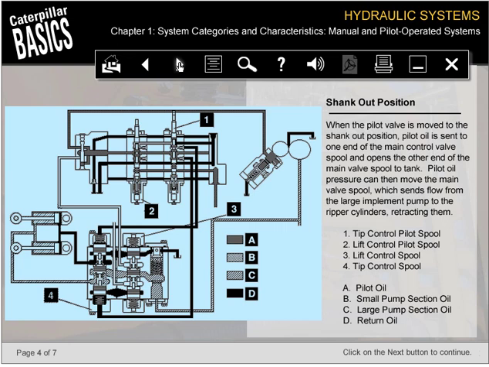As you study the fluid flow, remember, on this illustration, number 1 points out the tip control pilot spool, number 2 shows the lift control pilot spool, number 3 the lift control spool, and number 4 the location of the tip control spool. The pattern legend in the corner shows that A is pilot oil, B is small pump section oil, C is large pump section oil, and D is return oil.